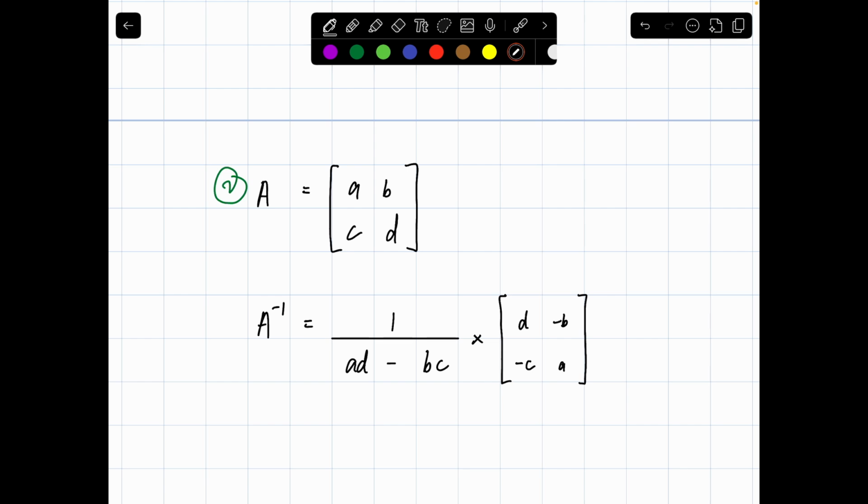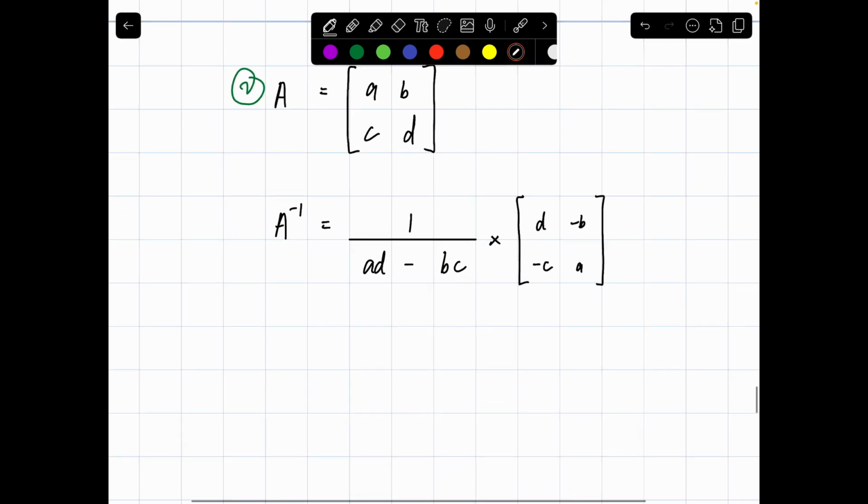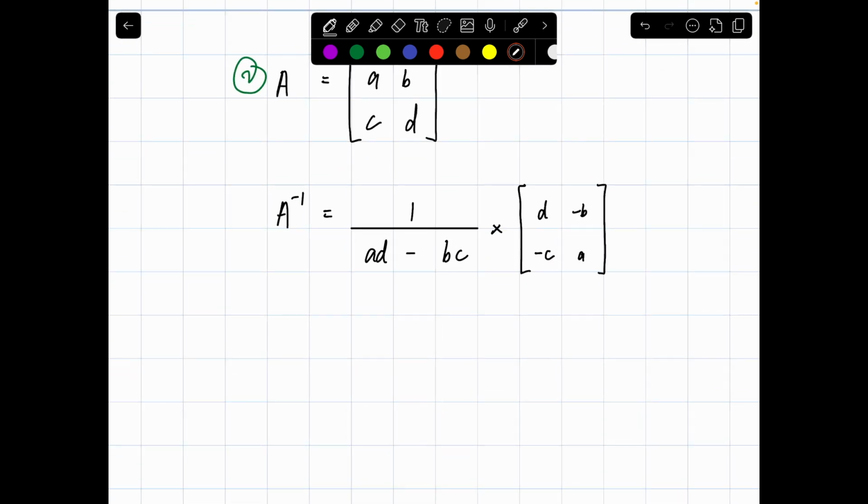And this is how you derive the inverse for any given matrix. By the way, for Form 5, you are limited to finding the inverse matrix of a 2 times 2 matrix arrangement only. So don't worry about finding it for 3 times 3 or 4 times 4. It's just 2 times 2. Let me show you one example.